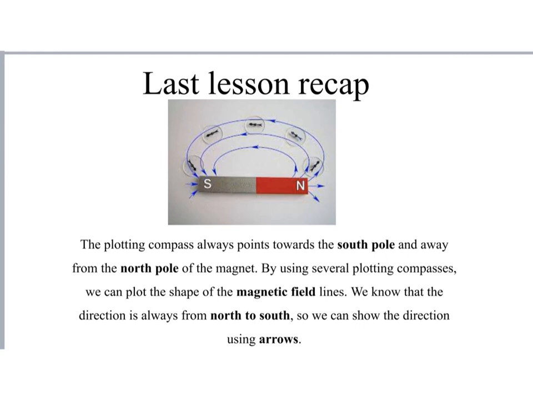So as we go along, you should tick your work or correct it. So towards the South Pole from the North Pole, magnetic field lines from north to south and arrows. So we should get a score out of 5 there. And marked in a different coloured pen.